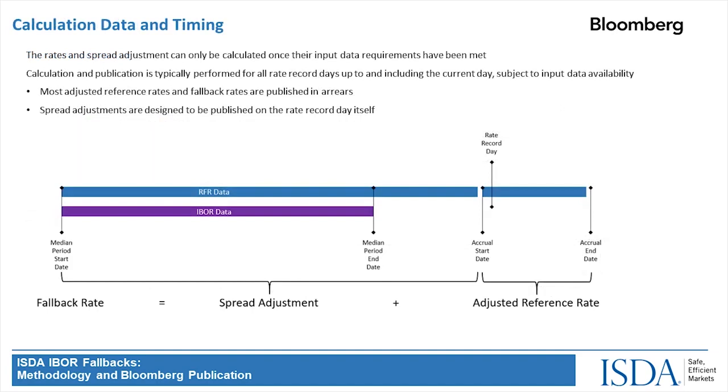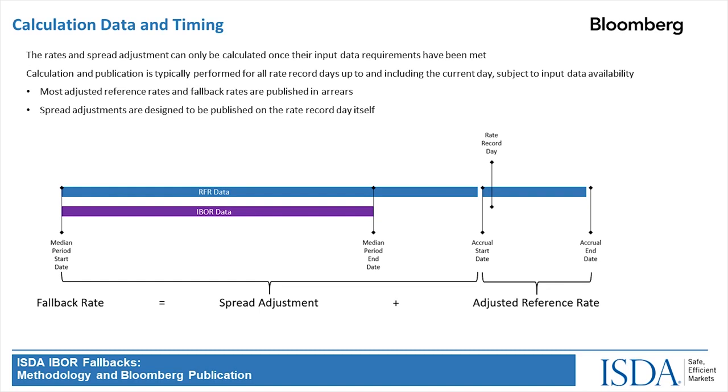As the adjusted reference rate, and so also the all-in fallback rate, are determined by compounding a reference rate over a period following the rate record date, these cannot be calculated on the rate record date itself. Instead, they will be calculated once the required data is available. In the majority of cases, this will be on the day corresponding to the accrual end date, but foreknowledge of the exact date of availability is not required, as the ISDA definitions specify that the most recent available rate is to be used in the absence of the rate for any specific day.